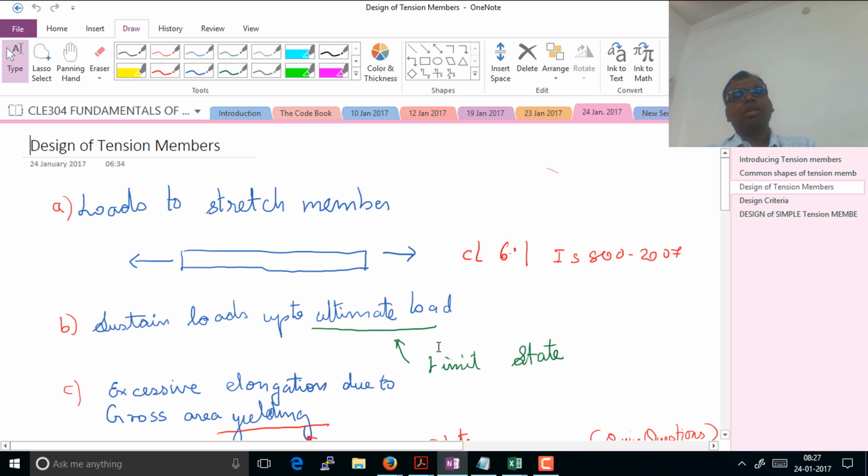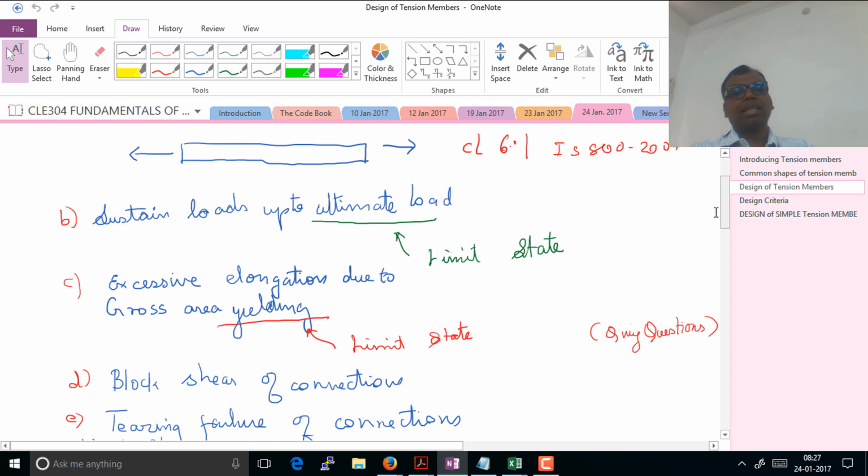Okay. Now, this is a limit state. This is a limiting state for the tension members. Second, there is another limit state where the structure could fail because of excessive yielding. It might have yielded to that level that the usefulness of the structure is gone. The structure is still safe, but it has undergone excessive yielding.